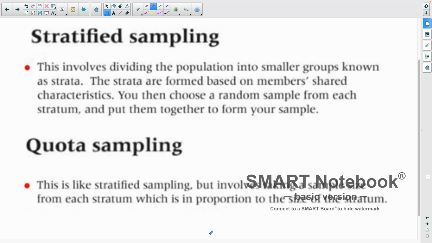Think about stratified sampling and think about quota sampling. What in our government matches this idea? The House and the Senate, right? Which one would be the House? The quota would be the House. Everybody gets a chance to be represented, every state, except how many representatives are there? Based on population, all right?